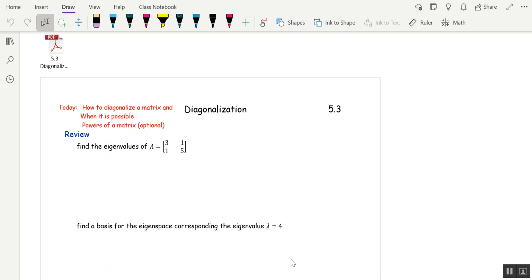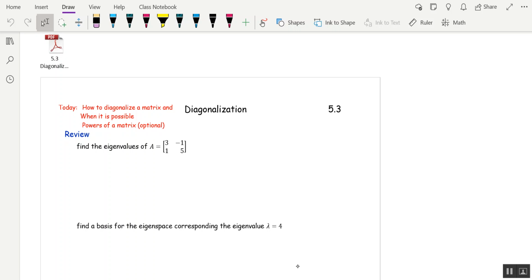Welcome to section 5.3. Today we want to talk about what it means to diagonalize a matrix, when you can do it, and then an optional topic at the end that you can read about is an application of diagonalization, and that would be how to compute powers of a matrix. So let's start out with a review of finding eigenvalues and eigenvectors.